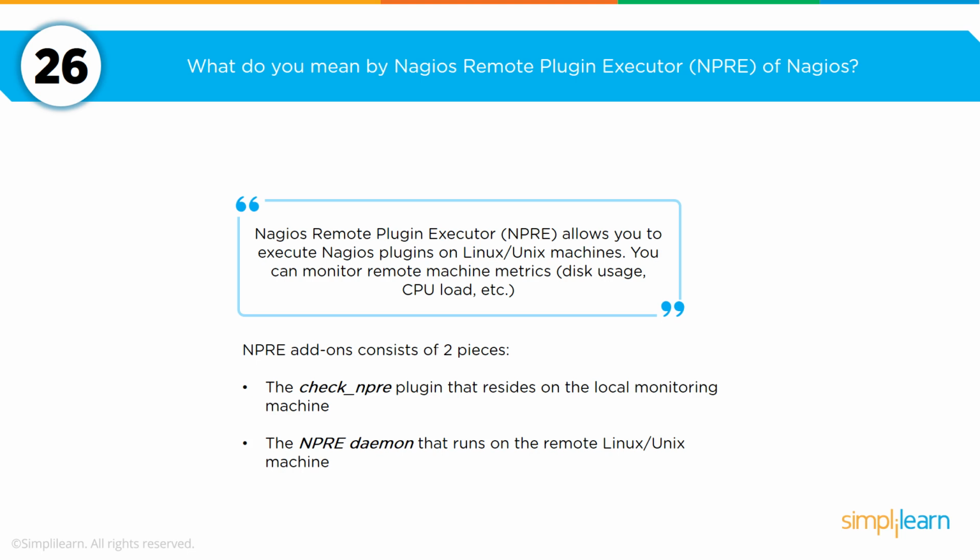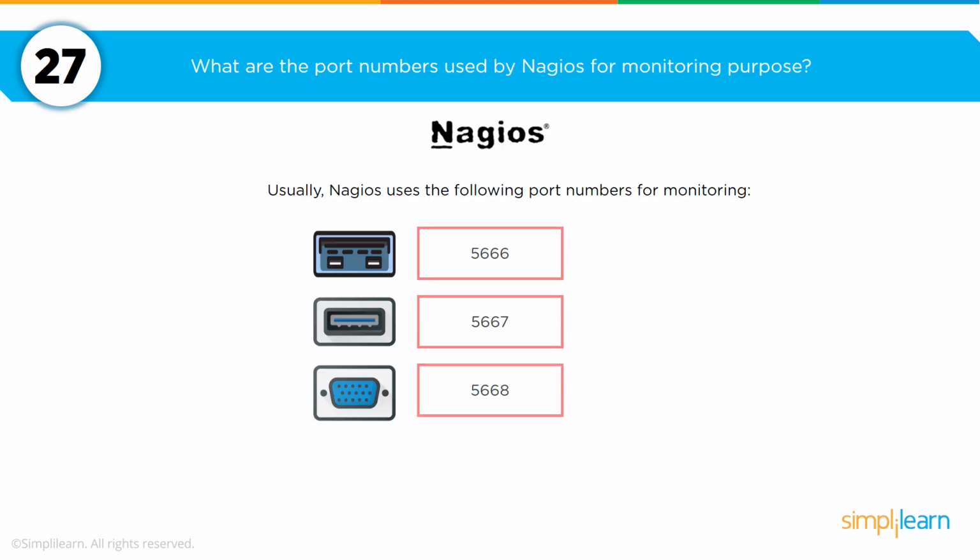So what do you mean by Nagios Remote Plugin Executor, or NRPE, of Nagios? NRPE allows you to execute plugins on Linux/Unix machines that allow you to do additional monitoring of machine metrics such as disk usage, CPU load, etc. What are the ports used by Nagios for monitoring purposes? In this example, there are three, and they're easy to remember, so I would memorize these three: ports 5666, 5667, and 5668.